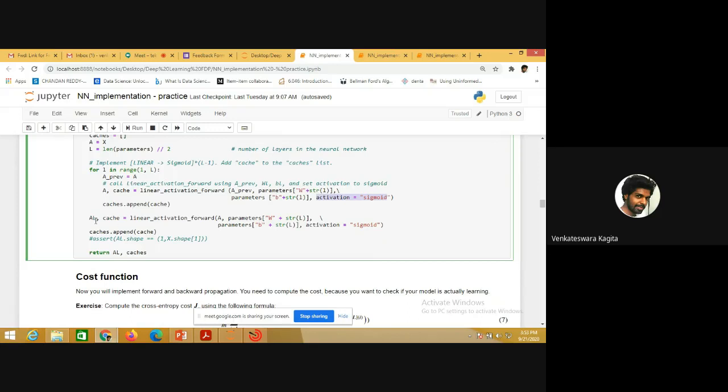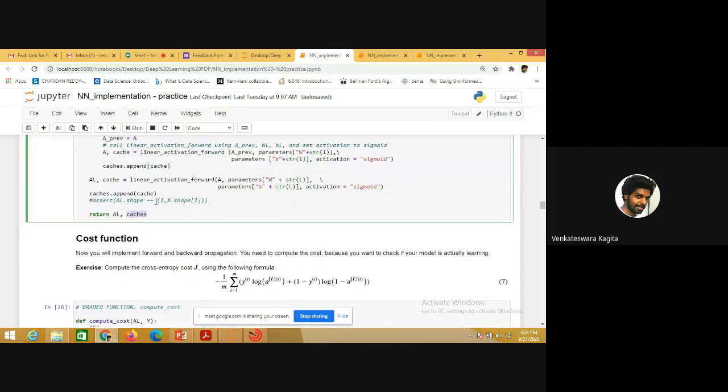And finally, for the last layer you can compute the same for capital A. I have separated this because for the hidden layers you can have a different activation function if you want. And then we are appending the cache at each and every layer, which means we have a list of caches. Then I can return AL, which is the activation at the output layer, also the prediction, h theta of X, and the caches.